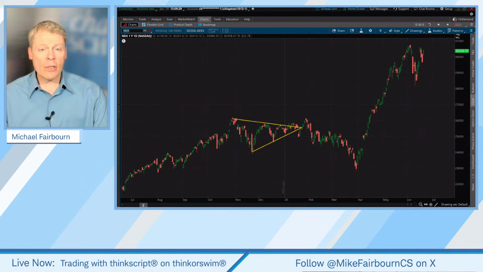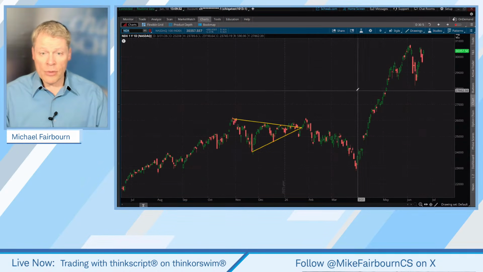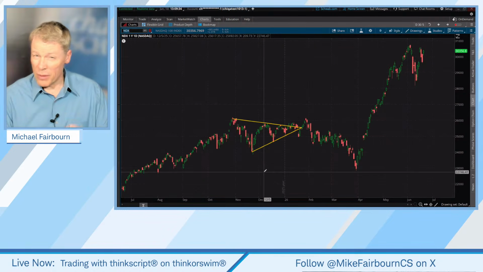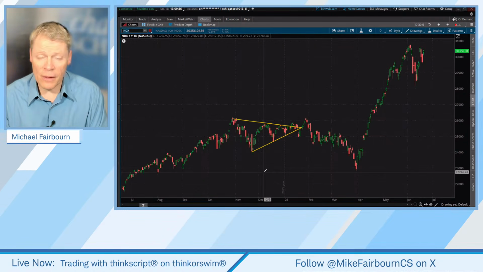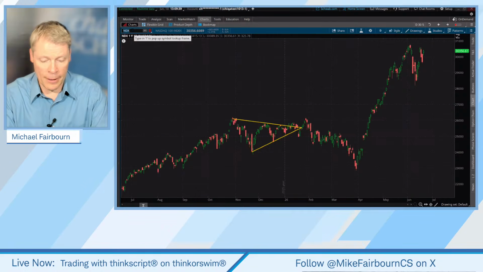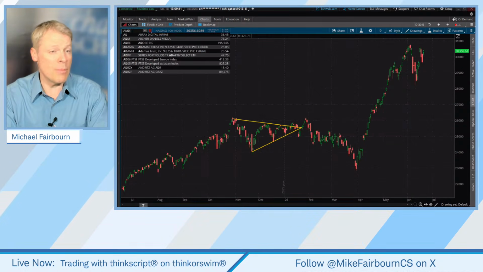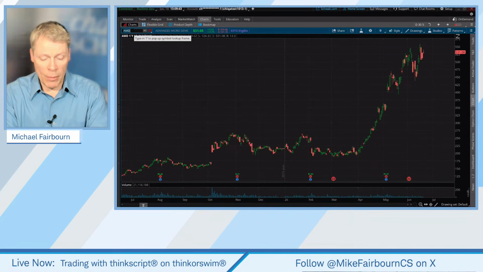Okay, let's do it. Let's talk about big picture here. So even though we have some of these stocks that are moving in the AI field, and obviously a lot of these are going to be like AMD, semiconductors.